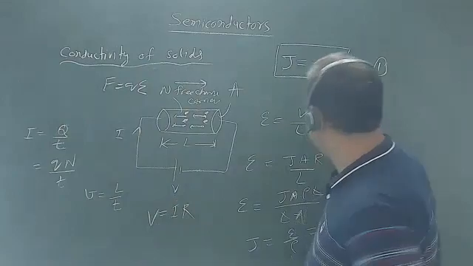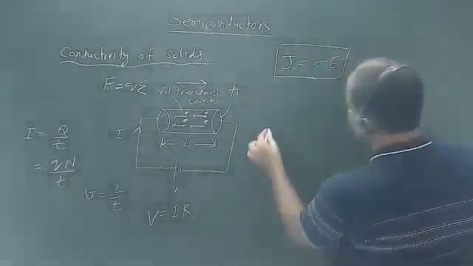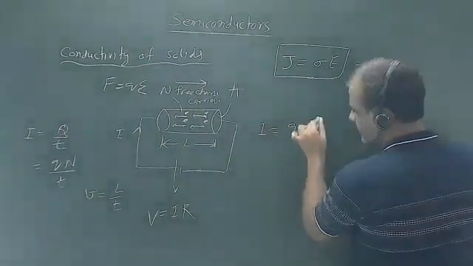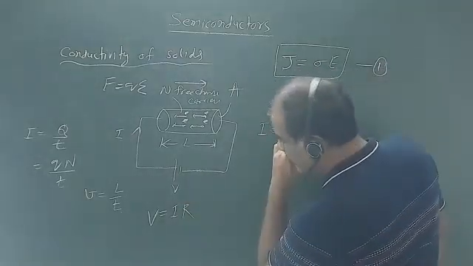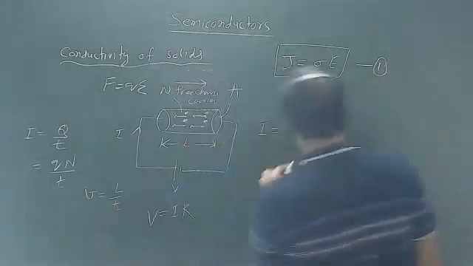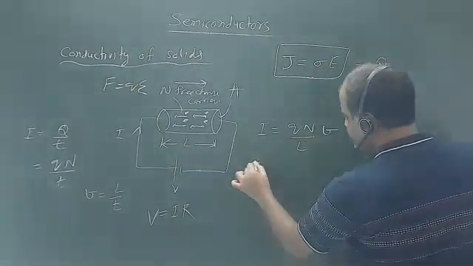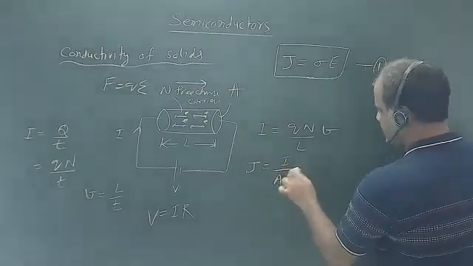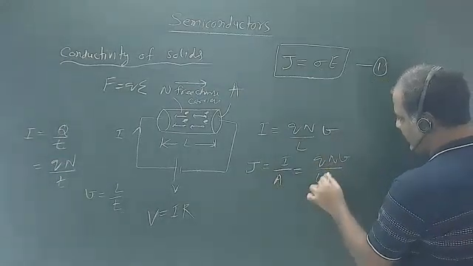So I can write now I is equal to qn, and I'm replacing time with velocity. So I can write t equal to L by v. Okay, L by v, and if I want the current density J, that is I by A, that will give me qnvLA.